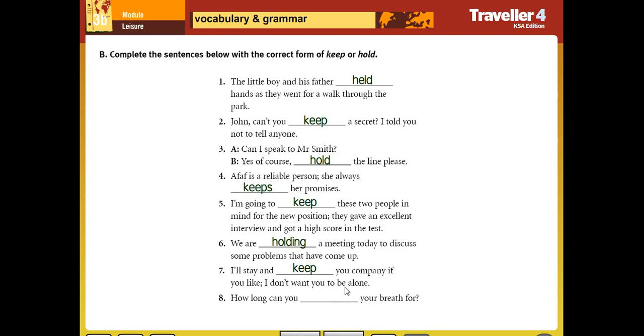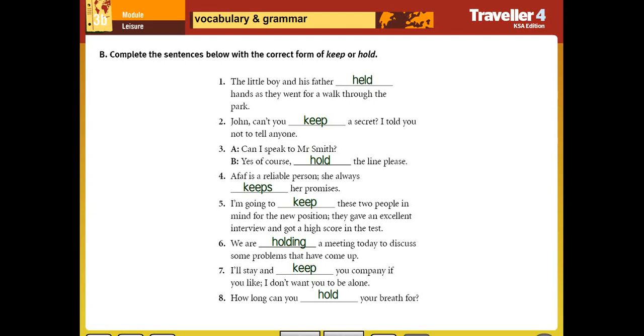I don't want you to be alone. How long can your breath, النفس, خلي بالك كده. When you are doing an X-ray in the hospital, the nurse or the technician tells you to hold your breath, امسك نفسك. How long can you hold your breath for, لمدة كام, تستطيع أن تمسك نفسك without breathing, بدون ما تتنفس?